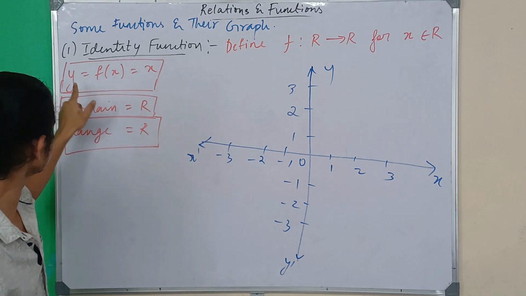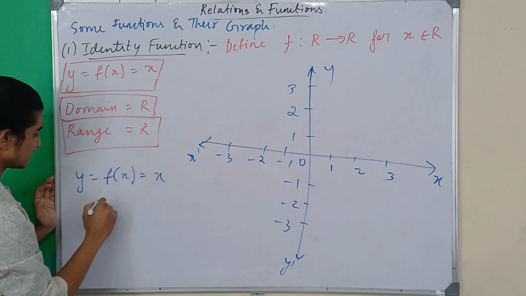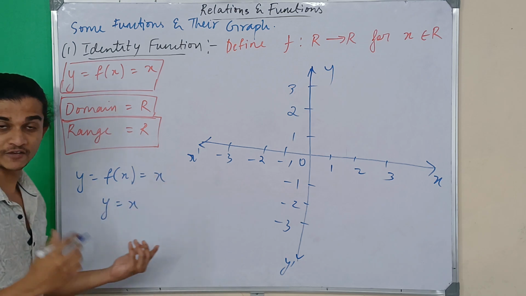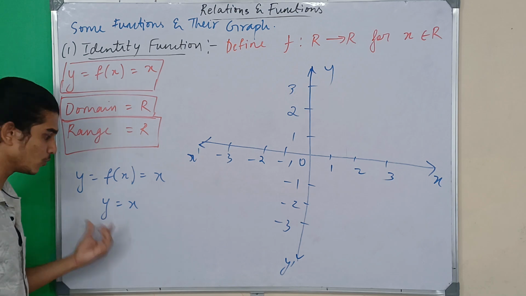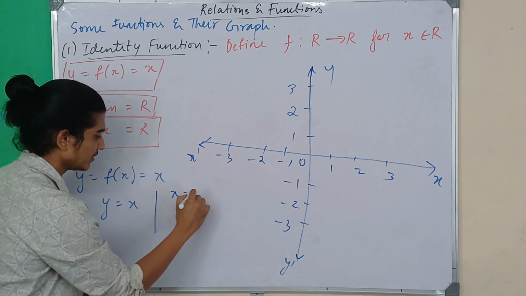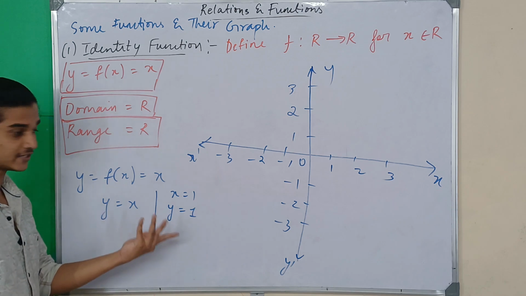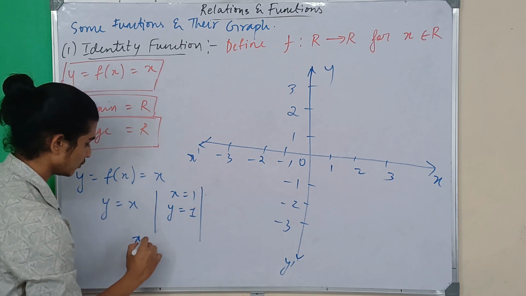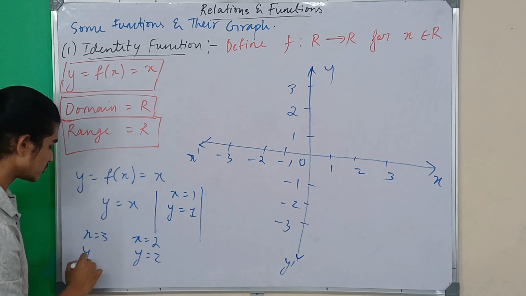So our function is y equal to f of x equal to x. So it's basically y equal to x. For every value of x, it's going to be equal to y. Suppose if I put x equal to 1, my y is also going to be equal to 1, because y and x basically are equal. If I put x equal to 2, my y is also going to be equal to 2. If I put x equal to 3, y is also going to be 3.